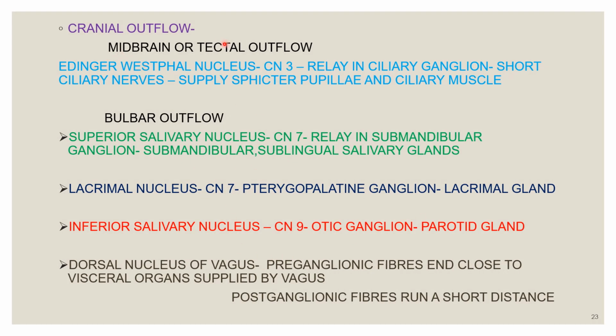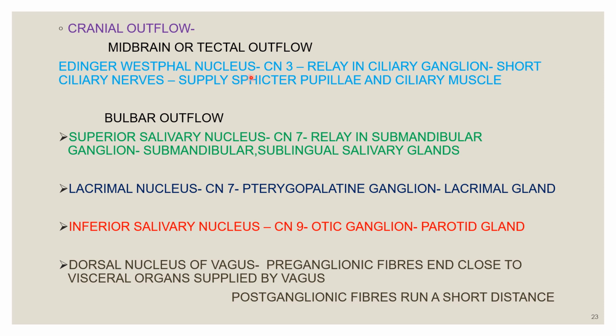Coming to the cranial outflow. In that we have midbrain or tectal outflow from the Edinger-Westphal nucleus. So this Edinger-Westphal nucleus lies in the midbrain, and it is closely related to the oculomotor nucleus complex. The preganglionic fibers will arise from the Edinger-Westphal nucleus.